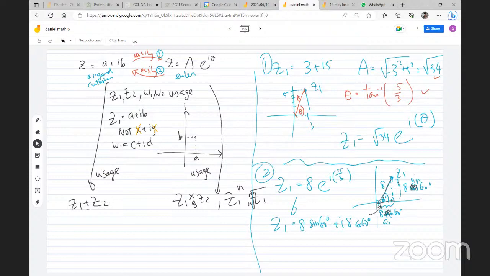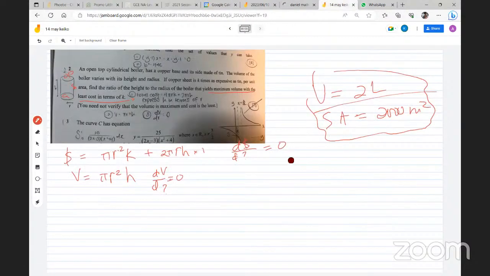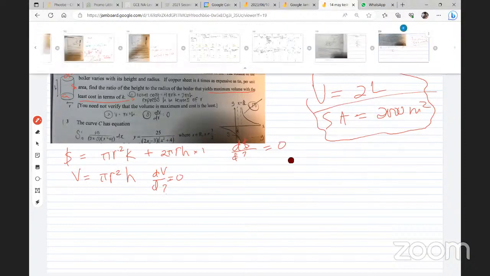Now, it turns out that your math Jamboard is full. Okay, sorry. Now, Keiko, your Jamboard is also full. So what should we do? I'll make a new one. If you make a new one, then would you mind slotting in the little question there?